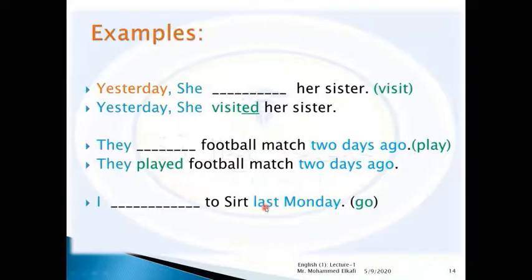So let's think first of the subject. The subject is I. The verb, is it regular or irregular? Go is an irregular verb. So the past of go is what? Went. So we say, I went to the sea last Monday. Yes, I went last Monday.